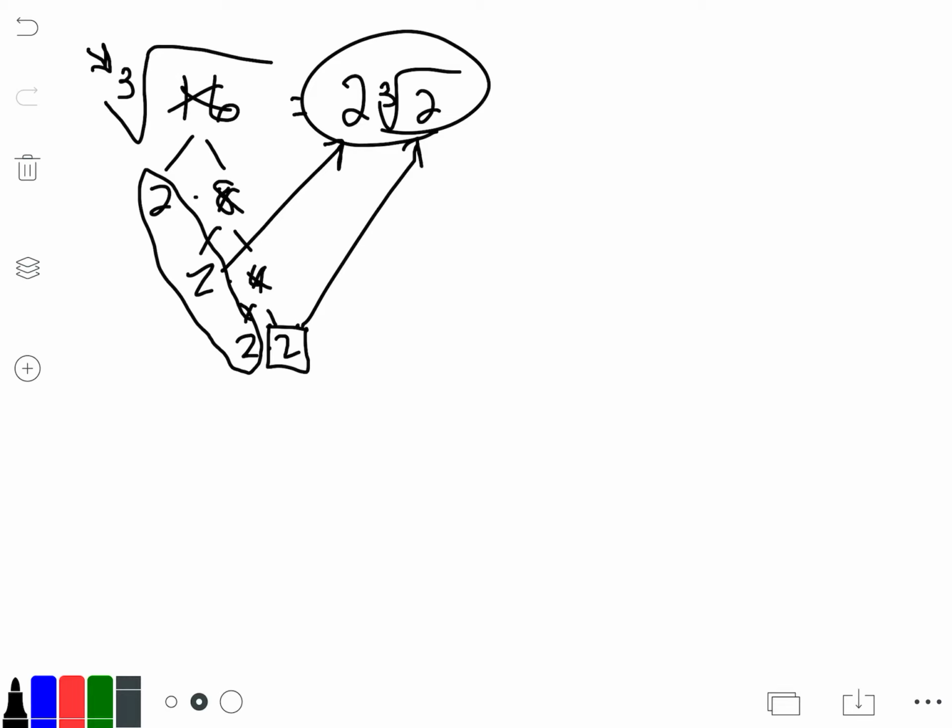So the cube root of 16 is 2 cube root of 2. Don't forget to put your index back in your answer. And that's how you reduce radicals.